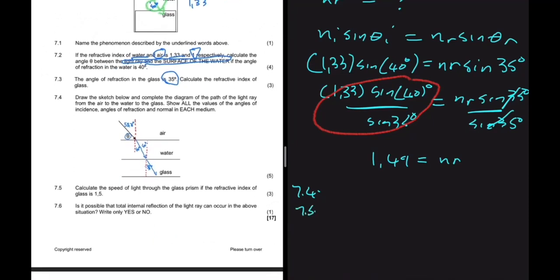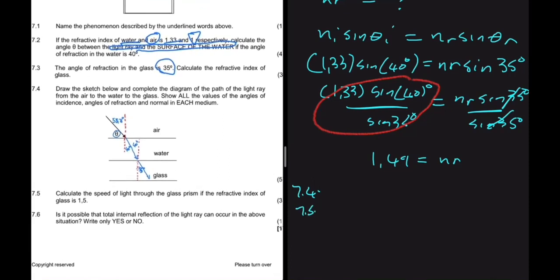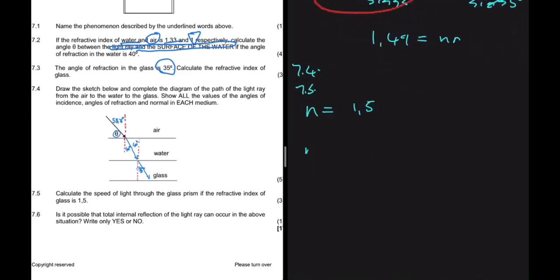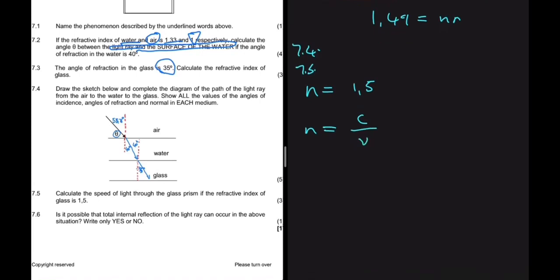7.5 is saying calculate the speed of light through the glass prism if the refractive index of glass is 1.5. We are given the refractive index of glass, it is said to be 1.5. But we know fully well that the refractive index is equal to the speed of light in vacuum divided by the speed of light in the medium of interest. Here we want the speed of light through the glass.